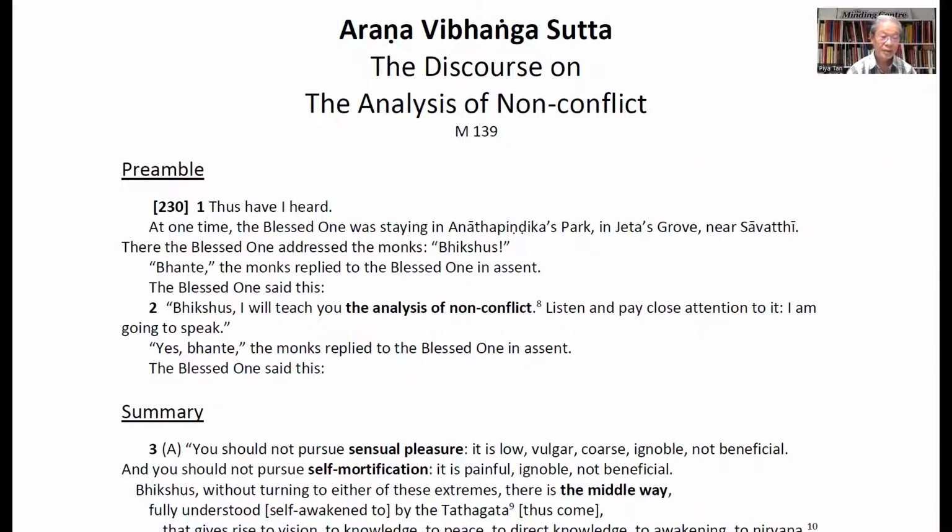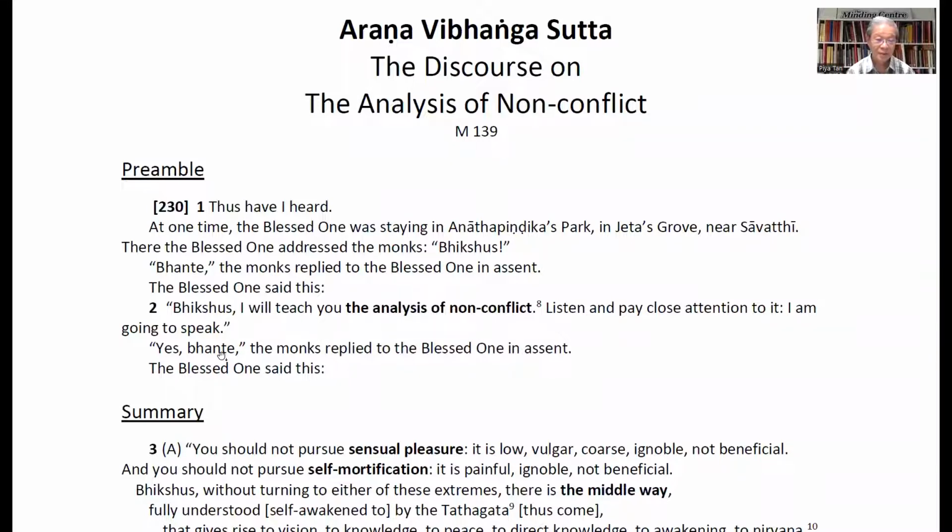So the Buddha is going to start teaching. Bhikshus, I will teach you the analysis of non-conflict, or basically, what is non-conflict? Listen and pay close attention to it. I'm going to speak. So this is preparing everyone, because some of them will be meditating, so they'll come out of their meditation to listen. Some may be quietly whispering to another monk. So now they're ready. So again here, the monks together say, Ama Bhante, yes, or Sadhu Bhante, yes, Bhante.